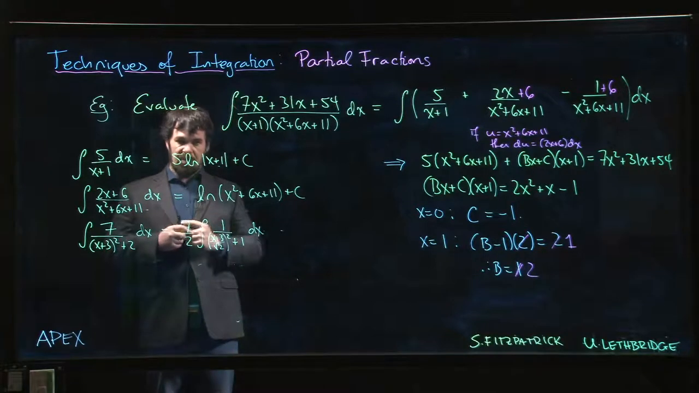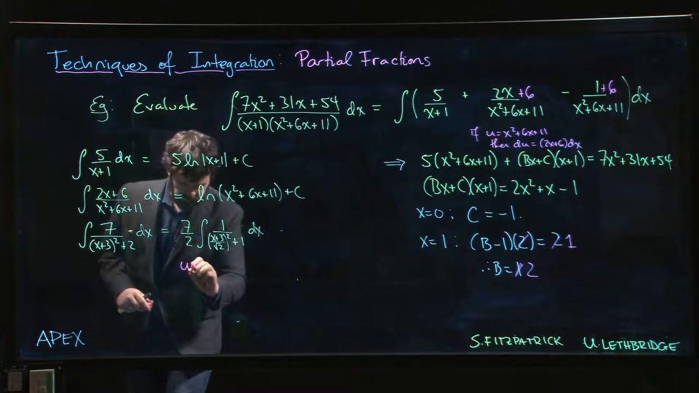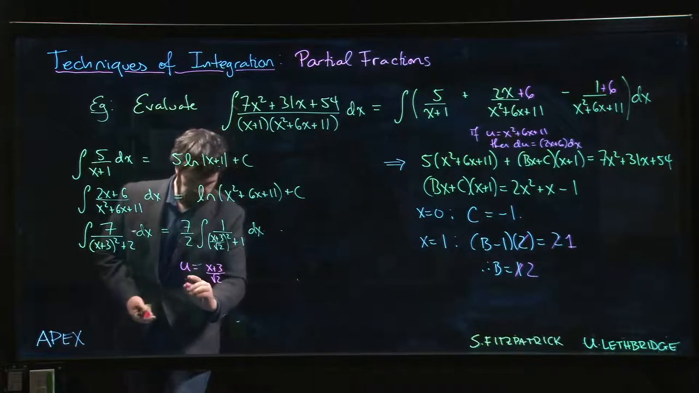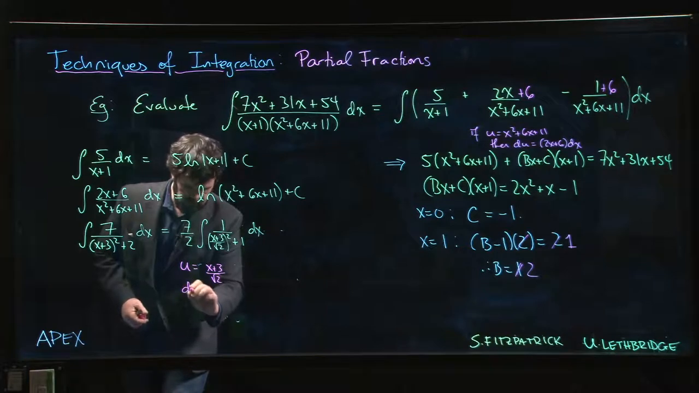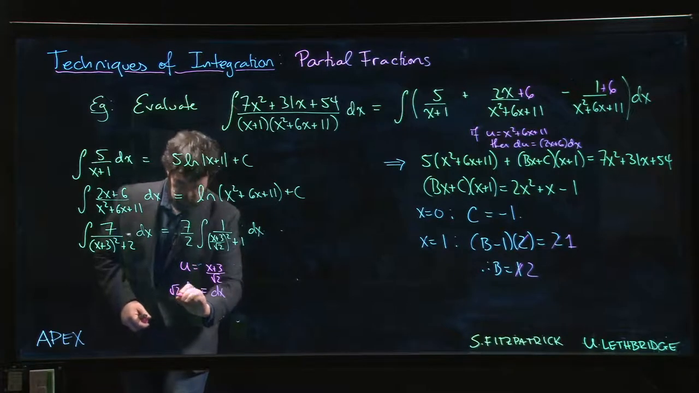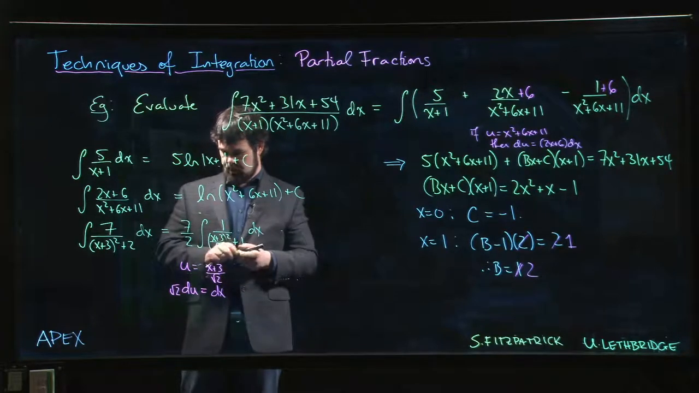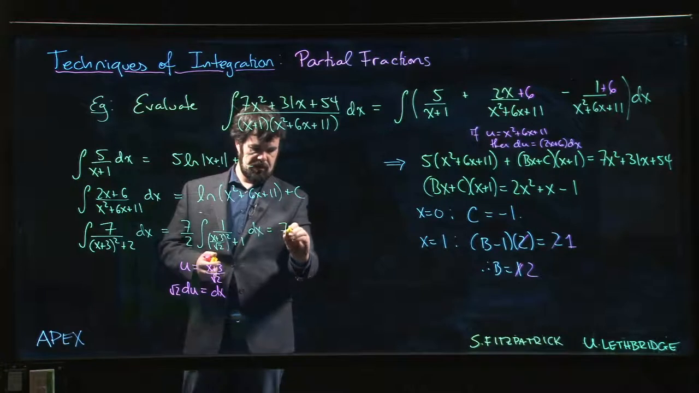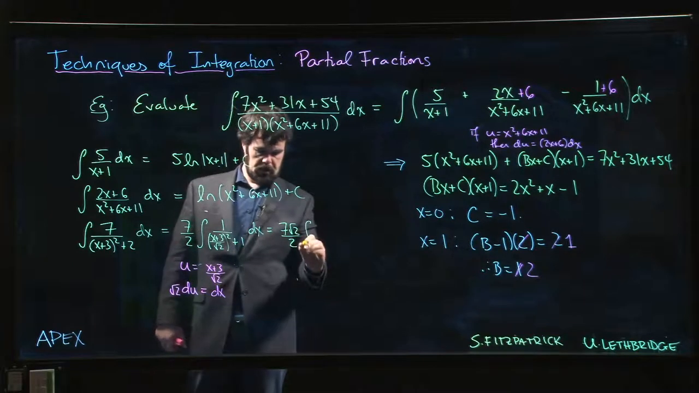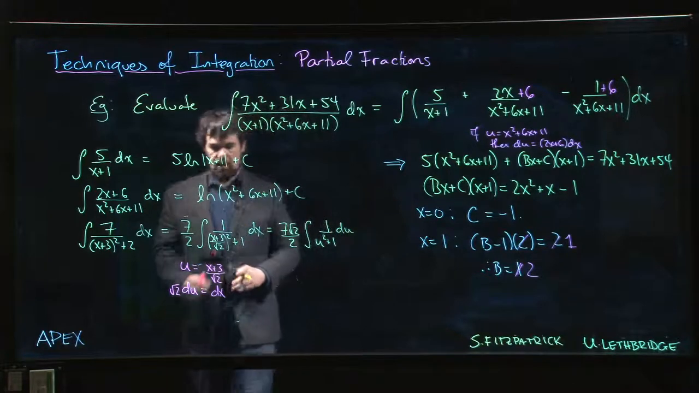Okay, now, that's going to be an arctan substitution, right? And maybe you've memorized the substituted versions of arctan. I usually don't. So let's just be careful and make sure we get this right. We're going to let u equal x plus 3 over root 2. So that means that du is going to be 1 over root 2 times dx. Let's bring that root 2 up to the other side. Okay, so this is going to become 7 root 2 over 2. That root 2 is coming from here. Integral of 1 over u squared plus 1 du.